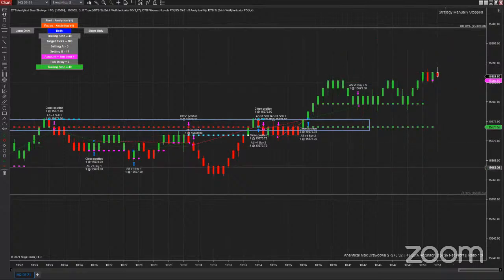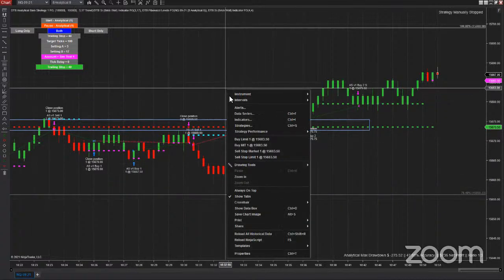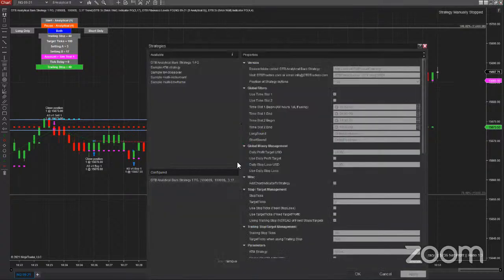Boom. Okay, so that is that. What is the time? It's almost 11 o'clock, so I'm going to jump off. But in the meantime, I'm just going to quickly remove the strategy from the chart. Okay.